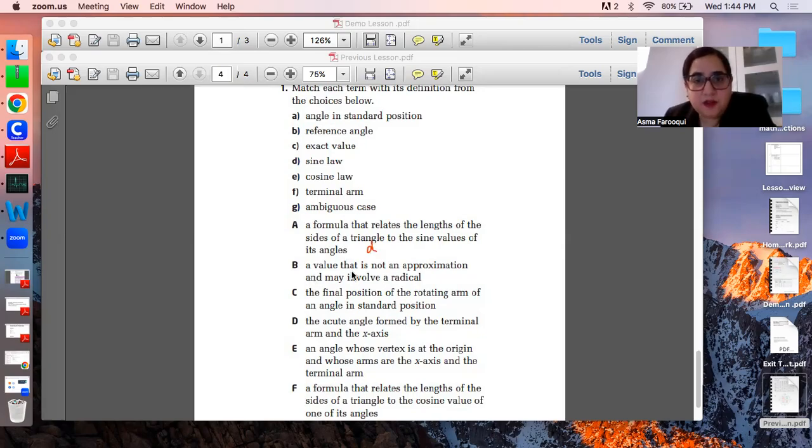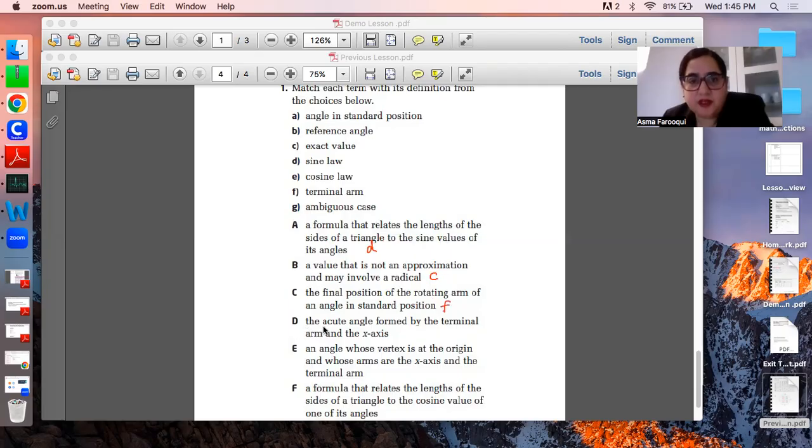Then a value that is not an approximation and may involve a radical, which means they're asking about the exact value. So here the answer is C. Then the final position of the rotating arm of an angle in standard position, that is your terminal arm, which is F.